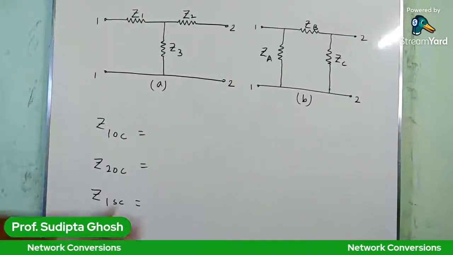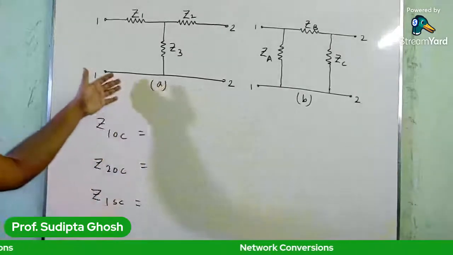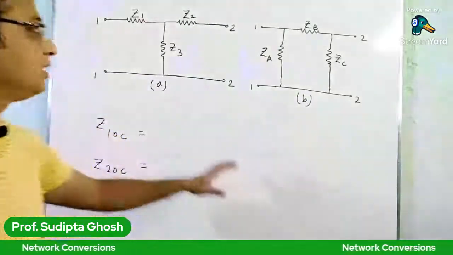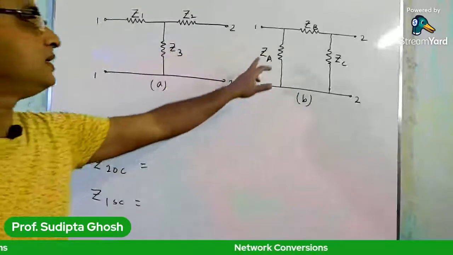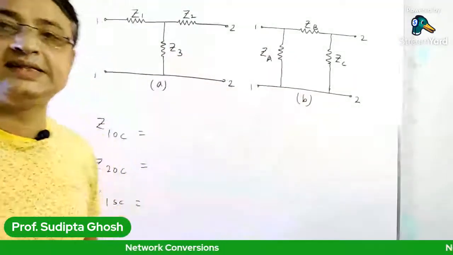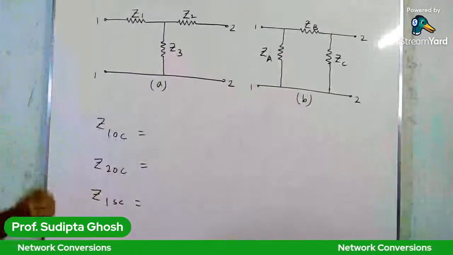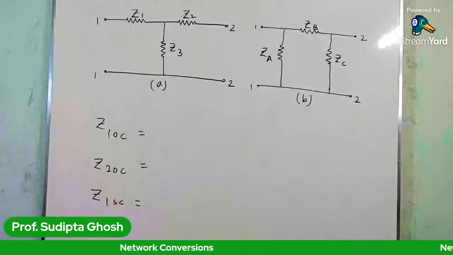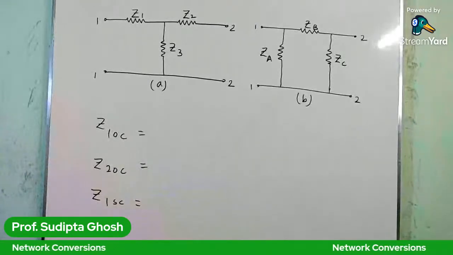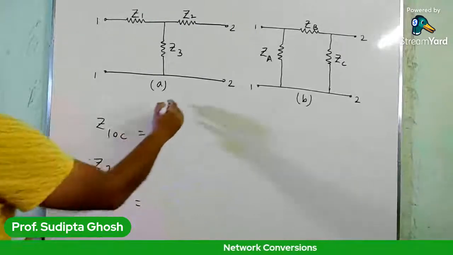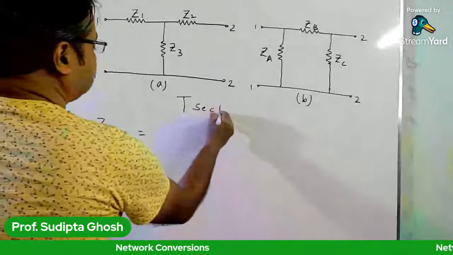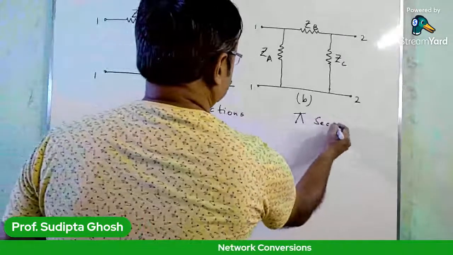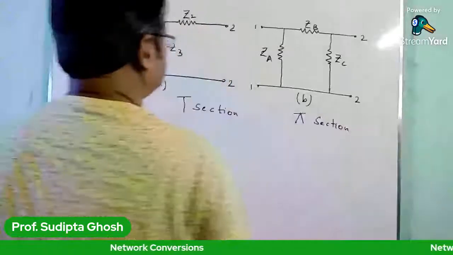As you can see, this is figure A, which is the T network, whereas in figure B I have shown a pi network. Here Z1, Z2, Z3 are the impedances, but here ZA, ZB and ZC are the impedances. Taking a cue from the last class, we use the equations derived earlier. I am going to write here first the T section equations, and here the pi section equations.